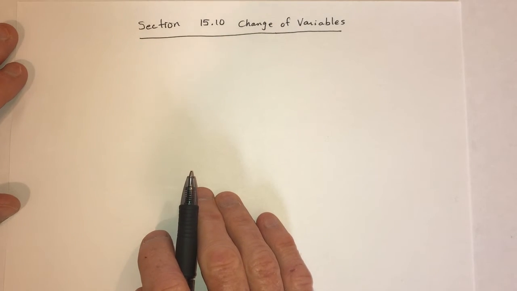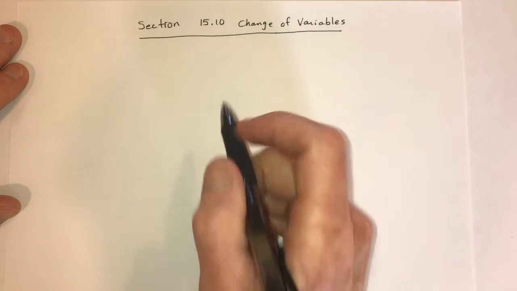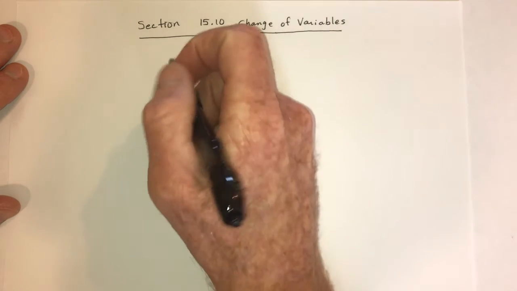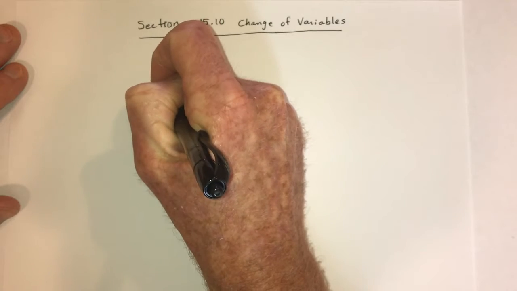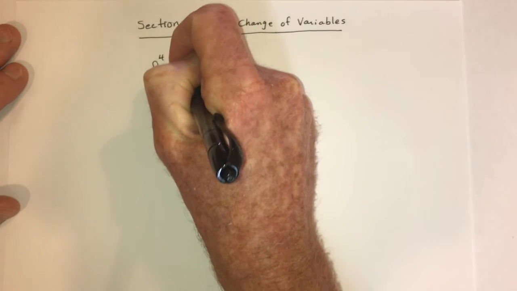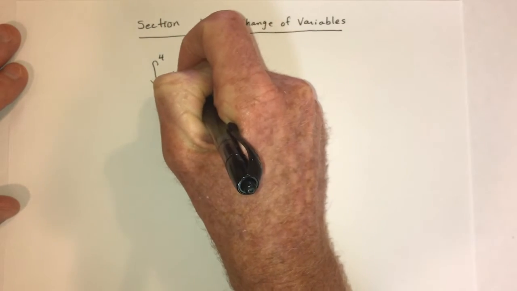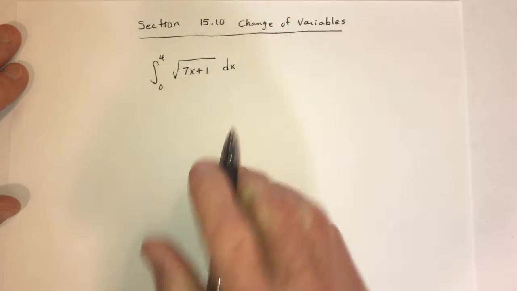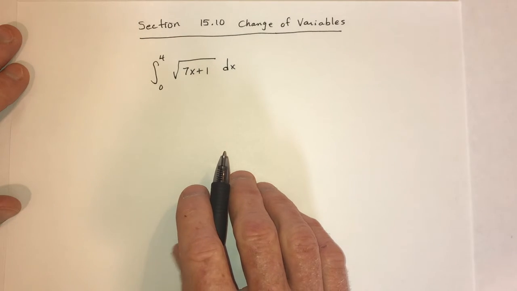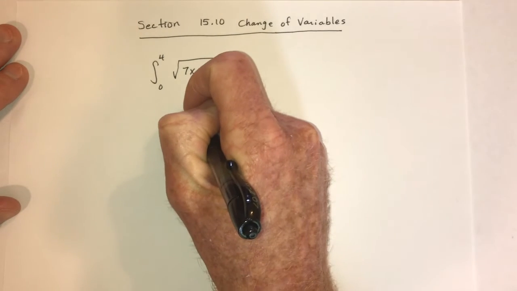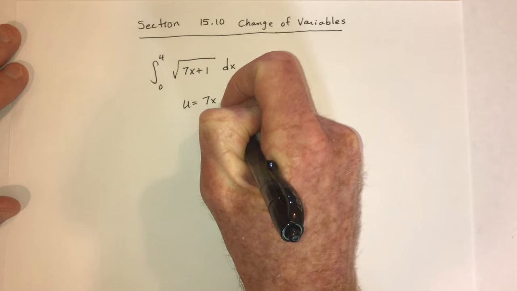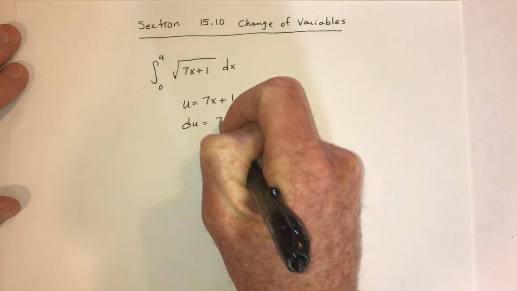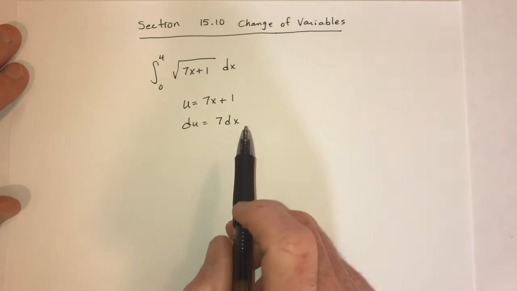And now for the change of variables. Let me show you first of all that we actually did this in Math 3a and Math 3b. So if you're going to integrate, let's say from 0 to 4, the square root of 7x plus 1, and then we decide to use u substitution, so let u equal the inside part and take the derivative. So that would be 7 dx.